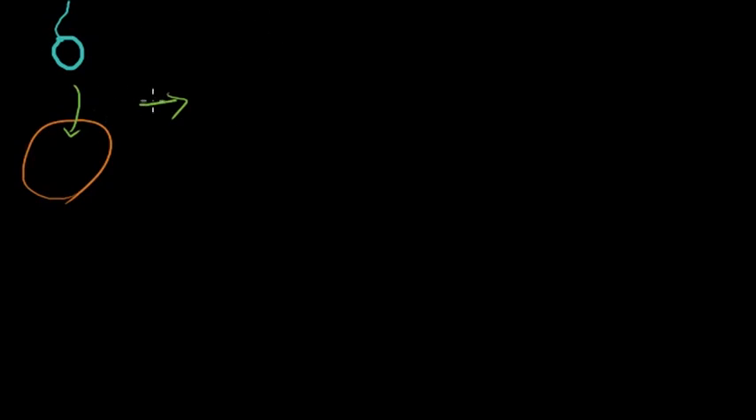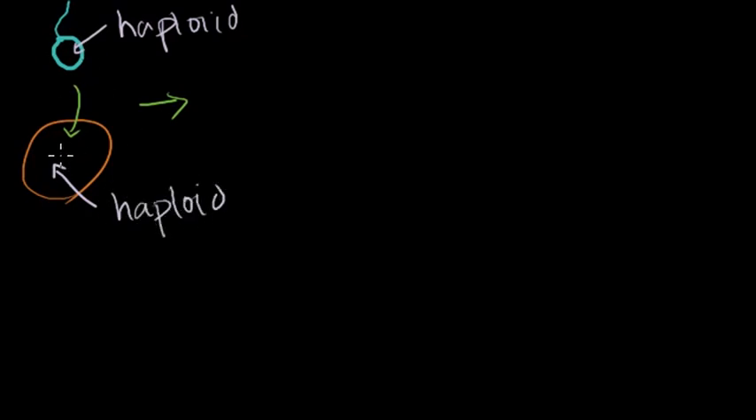So after it's fertilized, we remember from the meiosis videos that each of these were haploid, or that they had half the complement of the DNA. As soon as the sperm fertilizes this egg, now all of a sudden you have a diploid zygote.